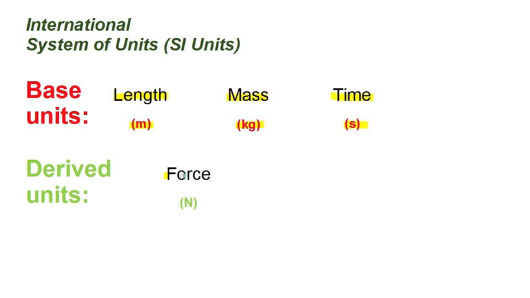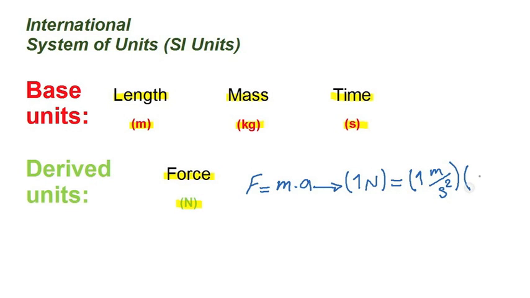The unit of force is Newton, which is a derived unit based on second law of motion, F equals m sub a. And Newton is a force which gives an acceleration of 1 meter per second squared to a mass of 1 kilogram.